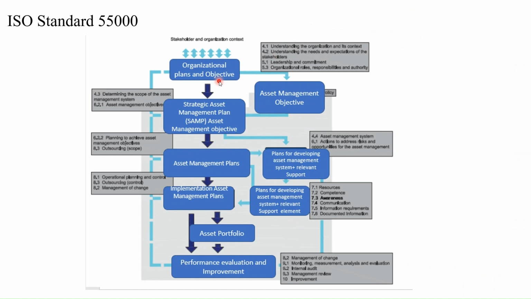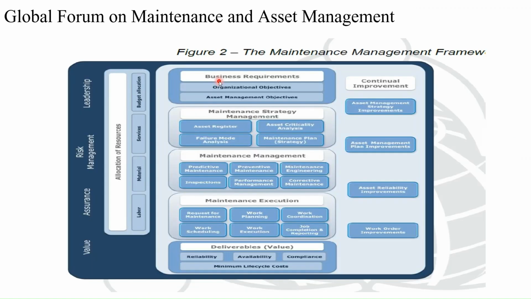Regular monitoring, audits, and feedback loops help refine strategies, improving reliability, cost efficiency, and sustainability. Supporting elements like leadership, risk management, competence development, information systems, and stakeholder engagement form the foundation of a strong asset management system. These ensure alignment, accountability, and continuous progress toward organizational goals.